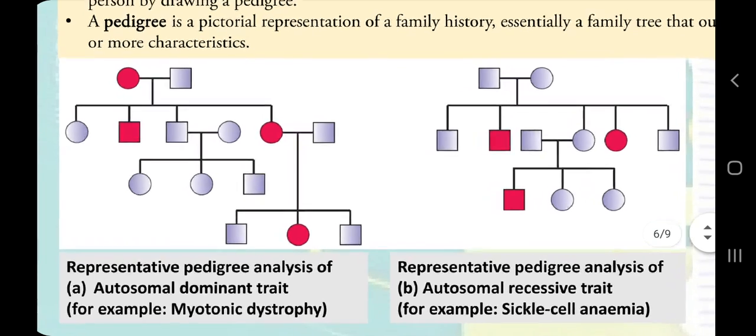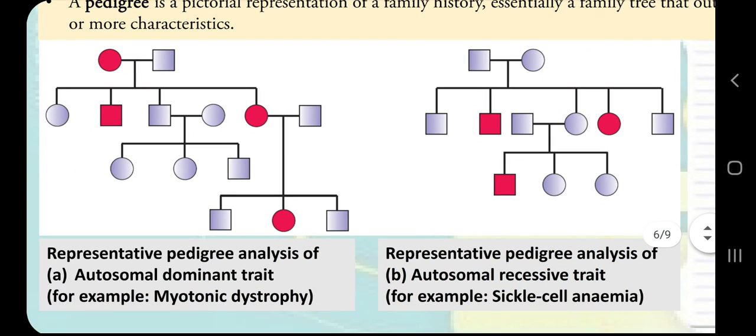So here are two examples. The example of autosomal dominant is myotonic dystrophy, and the example of autosomal recessive is sickle cell anemia. We are going to study in depth sickle cell anemia, which is autosomal recessive, phenylketonuria, which is also autosomal recessive, and hemophilia, which is sex linked or X linked recessive, in my next video.